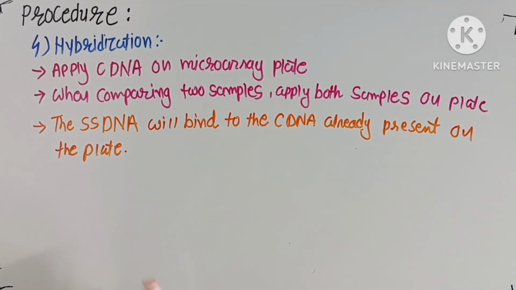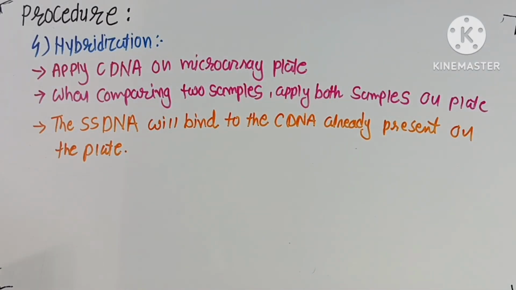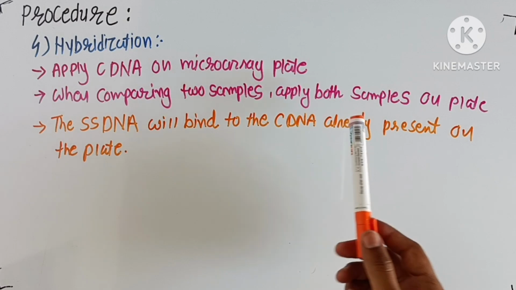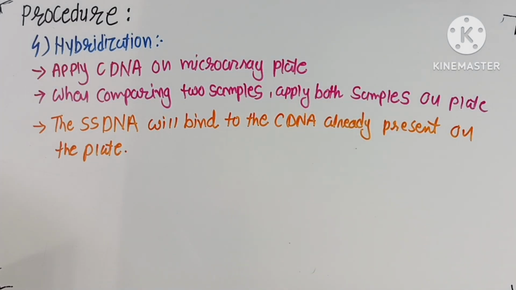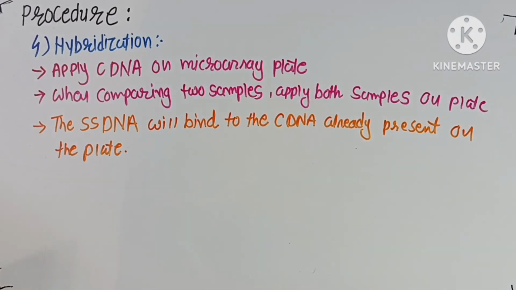Next, hybridization. So we apply the created cDNA on a microarray plate or a DNA chip. When we are comparing the two samples, we apply both samples on the plate. At that time, the ssDNA, single stranded DNA of this cDNA which we generated, will bind to the cDNA already present on the plate, which is known. So here a known probe already present on the plate binds with our analyte ssDNA.